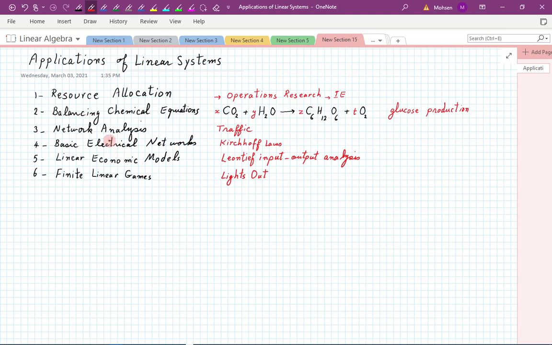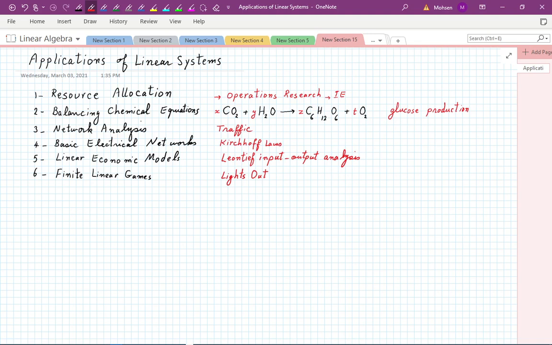Okay, next item up, network analysis connects to traffic. Well, that one you know what the traffic looks like, so I don't need to explain that. Basic electrical networks. We are going to learn about Kirchhoff's laws. Basic here means our electrical networks just have batteries, wires, and resistance. Nothing fancy to it, so essentially like your basic flashlight. But it leads to quite interesting problems in mathematics.